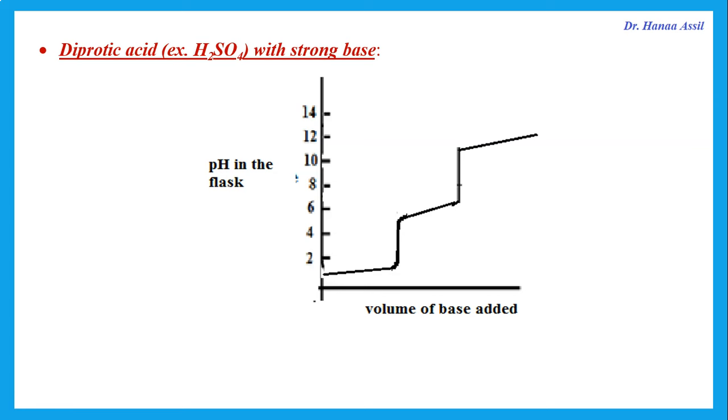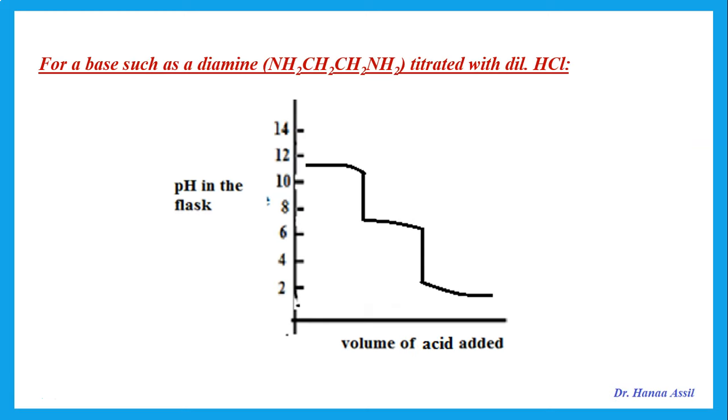What if I have a diprotic acid? Diprotic acid means I have two H pluses that I'm trying to titrate with the base. So I will have one jump when the first H plus is neutralized, and another jump. That means I have two what we call bumps in the graph, and that tells me that I have two replaceable H plus ions.